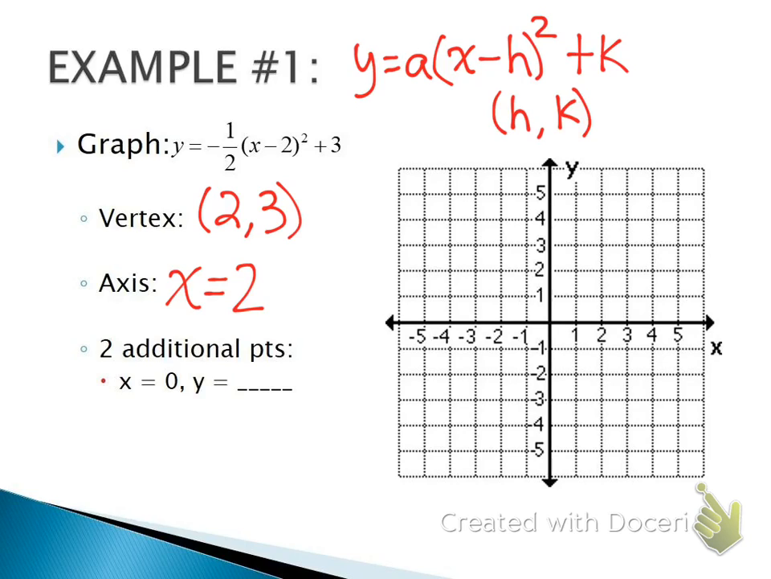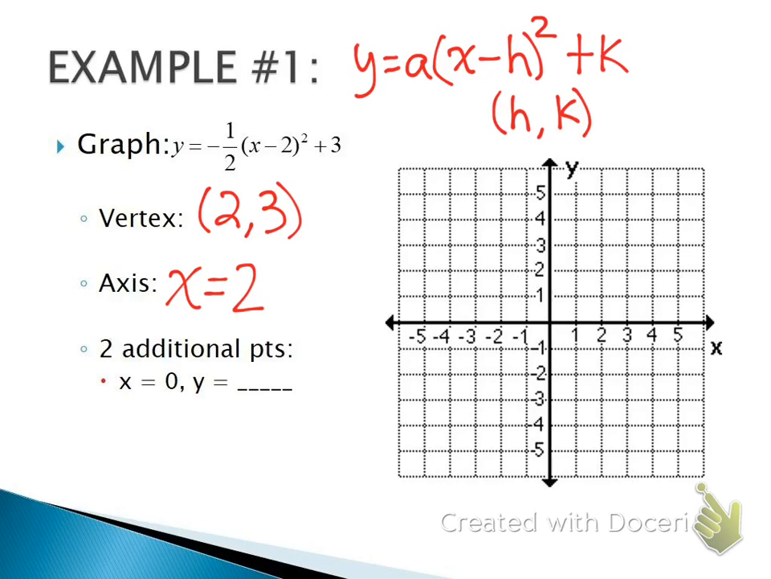So does this open down? Why do you think that? We got a negative out in front. That's still true. It's still going to open down because we've got a negative coefficient out in front. A is negative. So that's also still true from graphing these. If a is positive, it opens up. If a is negative, it opens down.